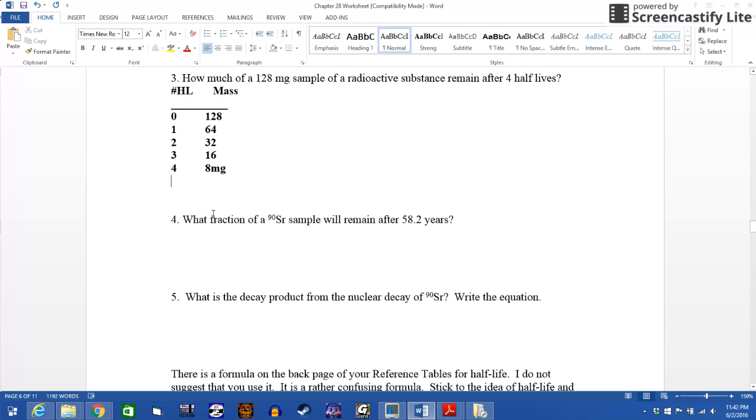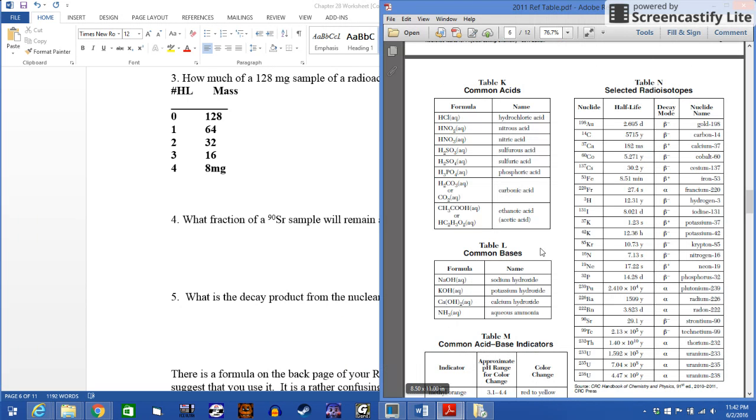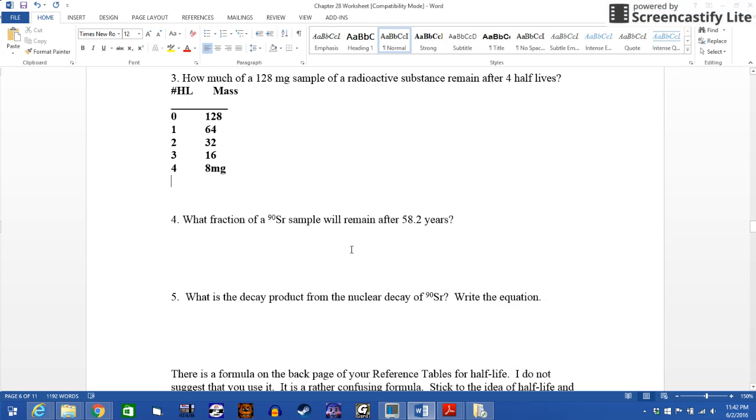What fraction? Oh, here's a fraction question. What fraction of a strontium-90 sample remains after 58.2 years? All right, for that we need to go to table N to find out what we got for strontium-90. Strontium-90, 29.1. Okay, 29.1. So first thing we have to do is figure out how many half-lives that is. It's a 29.1 year half-life. I've got 58.2 years. I got to do a division. Luckily, that comes out a whole number. It'll always come out a whole number, so it's 2 half-lives. This is a pretty easy one.